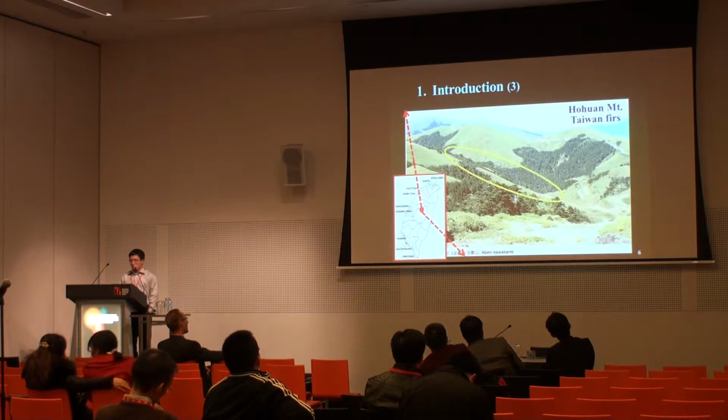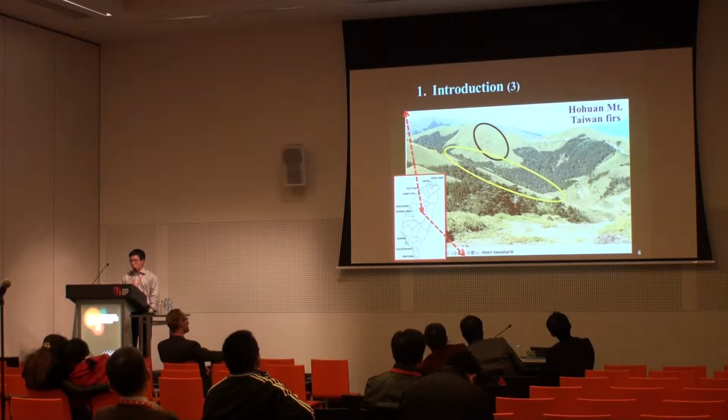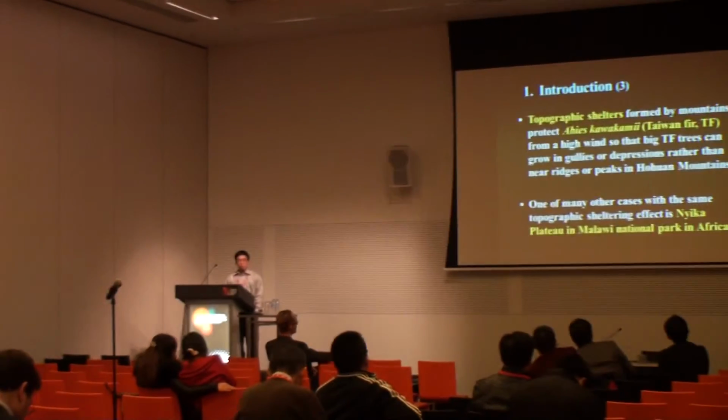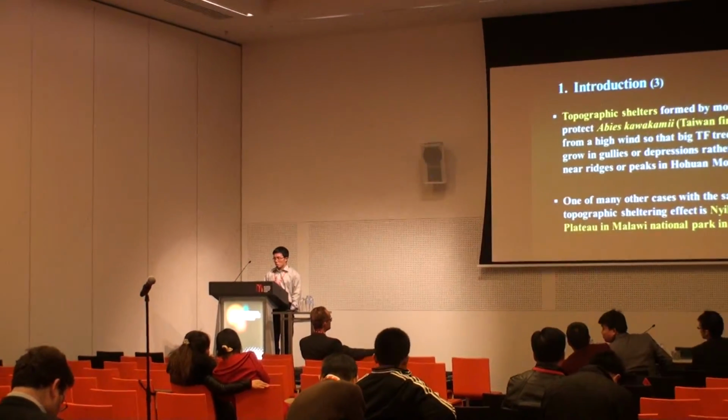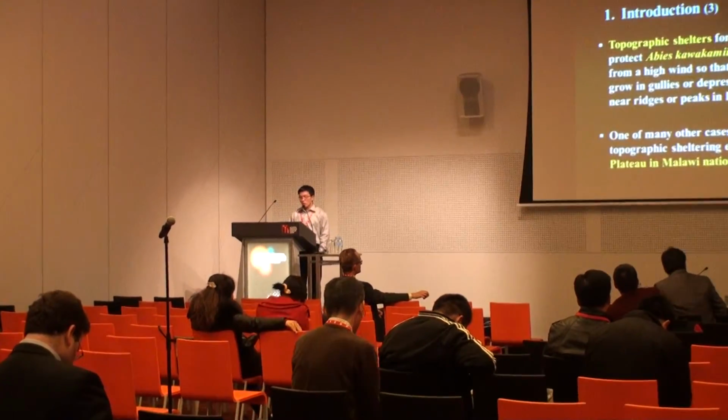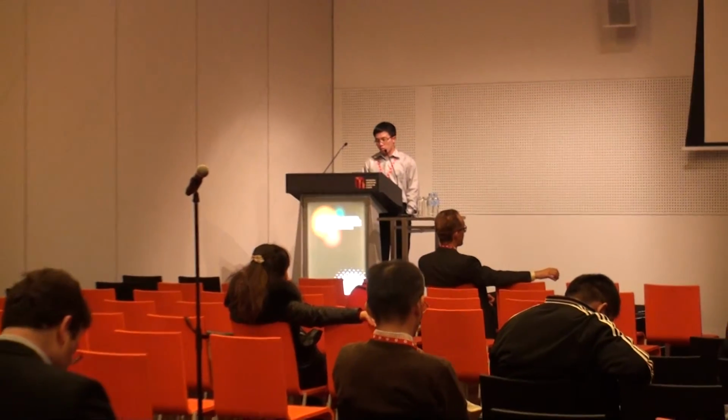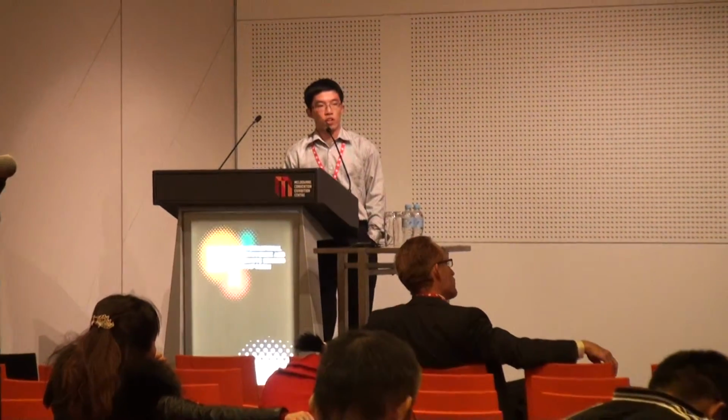And this is another case for Taiwan fir. It has the same phenomena. And here's another case of the same topographic sheltering effects in Nyika in Malawi National Park in Africa. We can see in the blue circle, plants grow well in the valley, and also in the green line, there are no plants on the ridge.